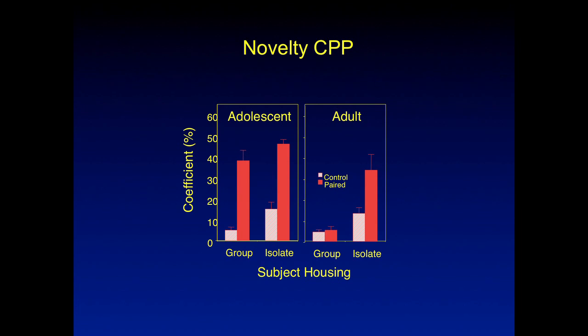In adult animals, very similar to what we saw before. Again, in adult males, we see that they showed novelty CPP only when they were isolate housed and hence really deprived of any kind of stimulus, whereas the group housed animals showed no novelty CPP. Again, this shows that under certain conditions, adolescents show a stronger preference for novelty than do adults.